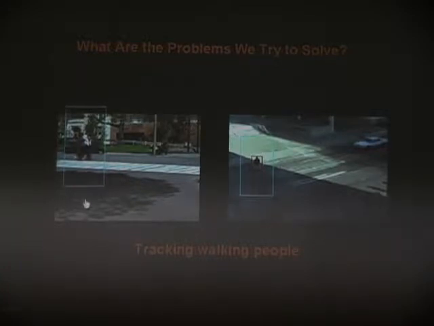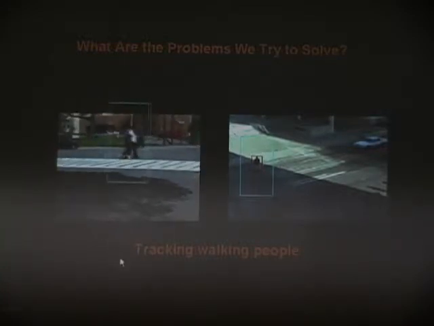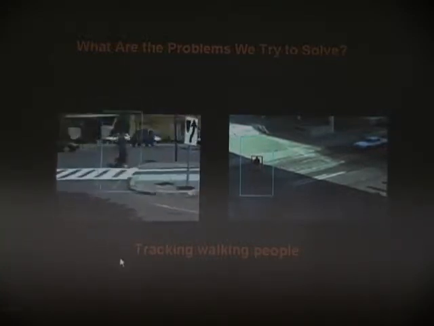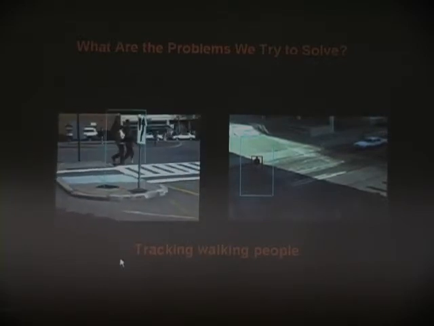On the right side, I'll show another sequence. It's captured by a handheld camera. So the camera is not static, and you cannot use the background information. Also, the two persons have some kind of occlusion, so I think it's a hard problem, at least for computer vision people.